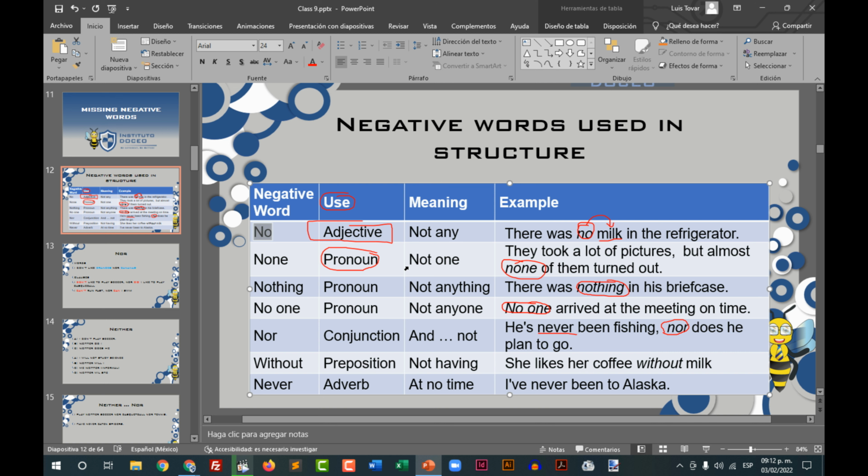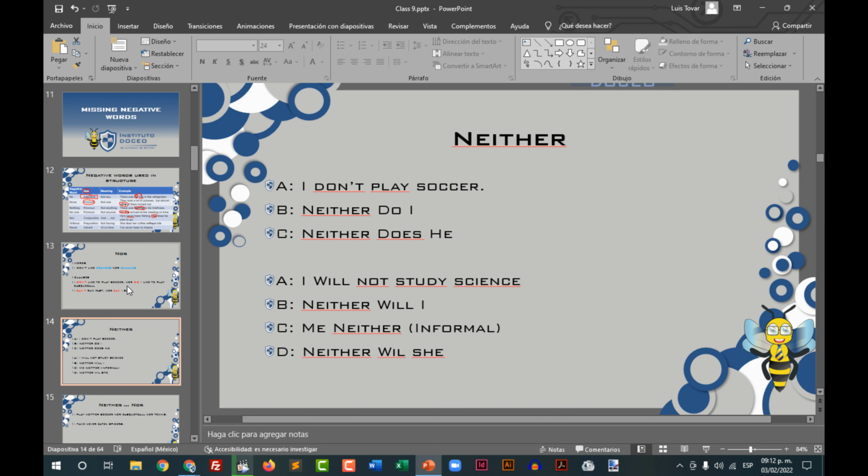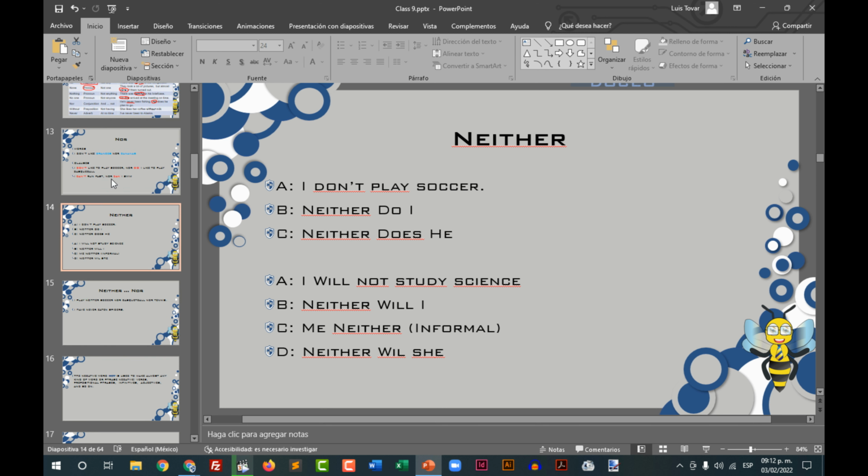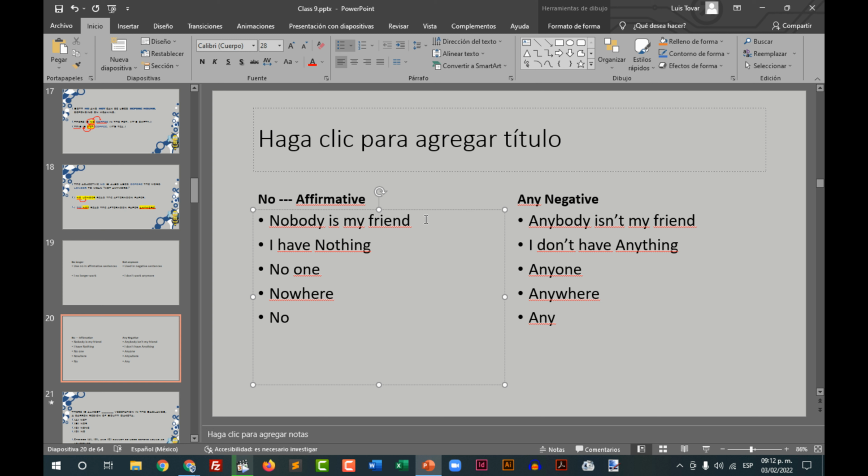Without, it's a preposition. So it depends on what you are using the word for, because some of them can have different meanings. For example, the words that I gave you here. Nobody can be the subject of the sentence, or it could also be the object of the sentence. It's a pronoun. Nothing is also a pronoun. It could be the subject or the object of the sentence. It's the same with nowhere. But no, it's just an adjective. Questions?